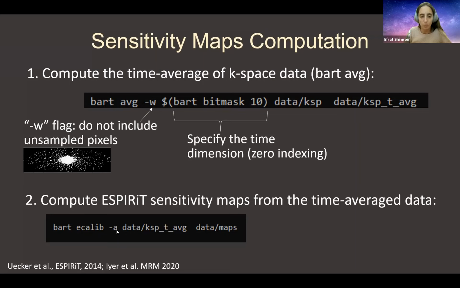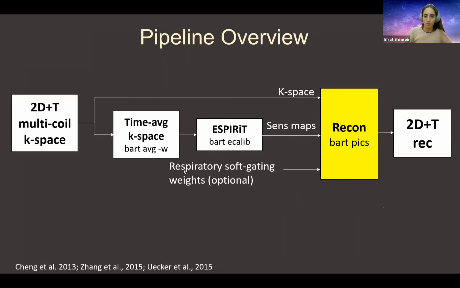So BART ecalib enables us to compute the sensitivity maps from this time average k-space data. So to summarize, we did two things. We computed the average of k-space data along the time domain, and then we computed the ESPIRiT sensitivity maps from that data. Okay, and now that we have completed these pre-processing steps, we have the required inputs, which are the k-space data and the sensitivity maps data.